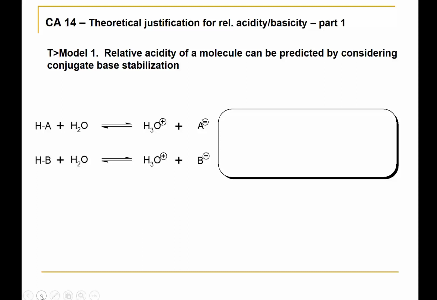We focus on the negatively charged species because the negatively charged species will differ more in their energy, and therefore their stability will impact more the outcome of these reactions. The idea here is the more stable the product is, the more likely the reaction will occur in the forward direction. So essentially we're looking at, well, what will stabilize the negatively charged conjugate base?